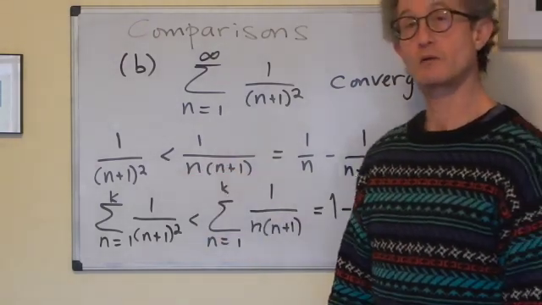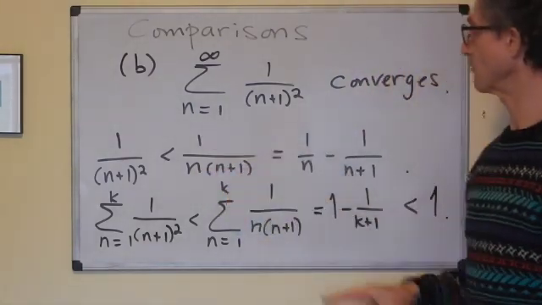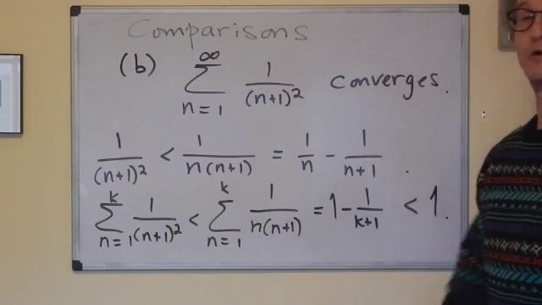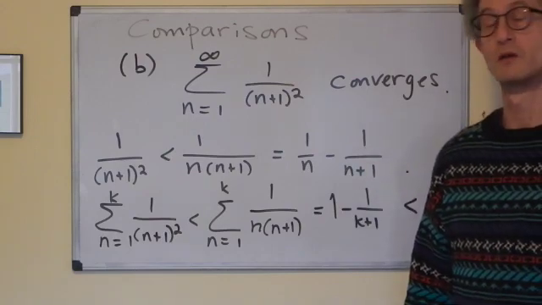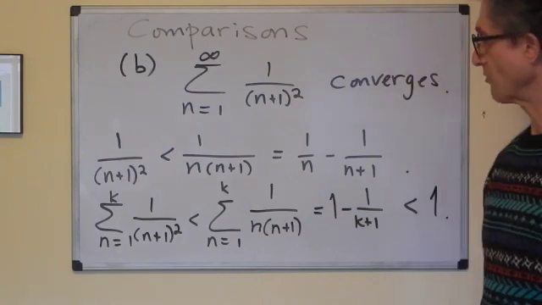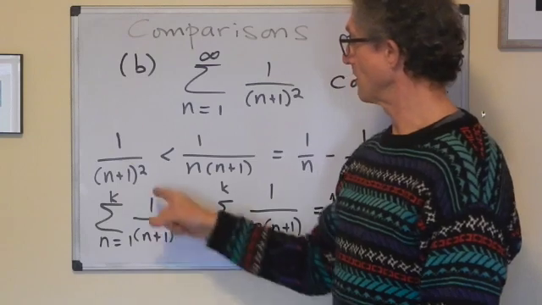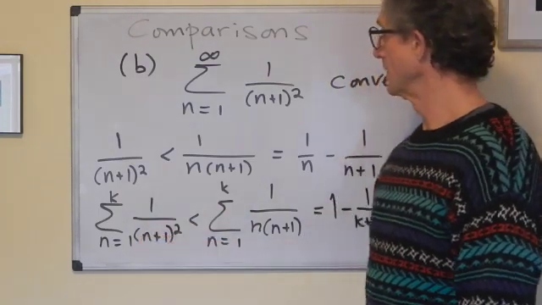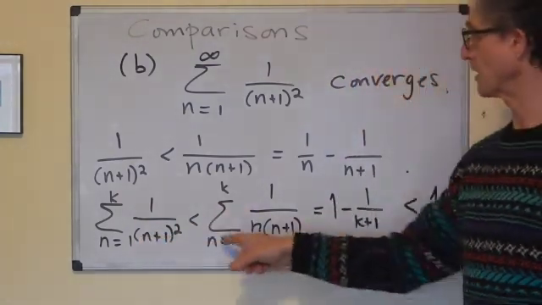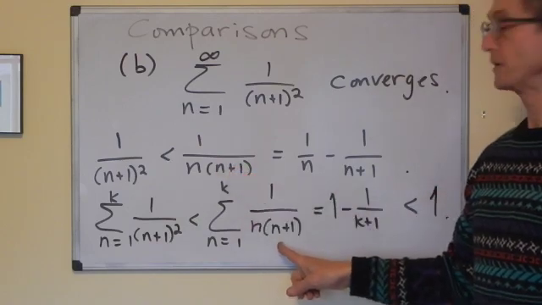And 1 over n times (n+1) is 1 over n minus 1 over (n+1). This is something we saw directly earlier. And so the sum from 1 to k, the partial sum of 1 over (n+1)², is less than the partial sum, going from 1 to k, of 1 over n times (n+1).